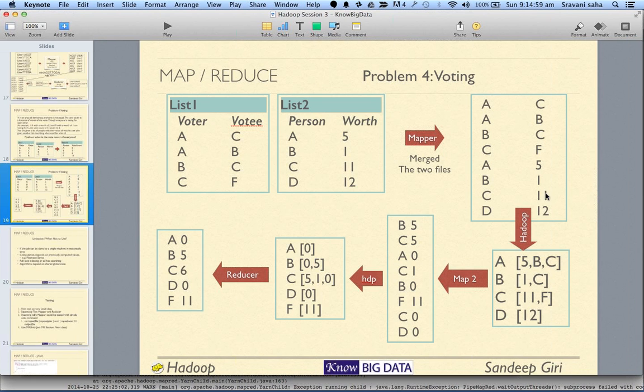So the mapper did not do much. It just concatenated these two files into one. That's all, right? You put both of these files together in a folder and supply it to the mapper. They are by default concatenated.